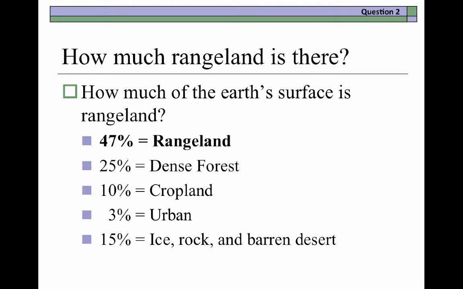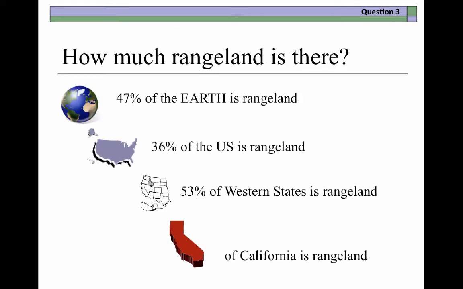We have a lot of that in California, but we're able to feed a population of almost 7 billion with 10% of the cropland. And then 3% is urban. I actually think that number is a little off now. And then the other 15% of the rest of the Earth's surface is really made up of ice, rock, and barren desert. So again, 47% of the Earth is going to be rangeland.